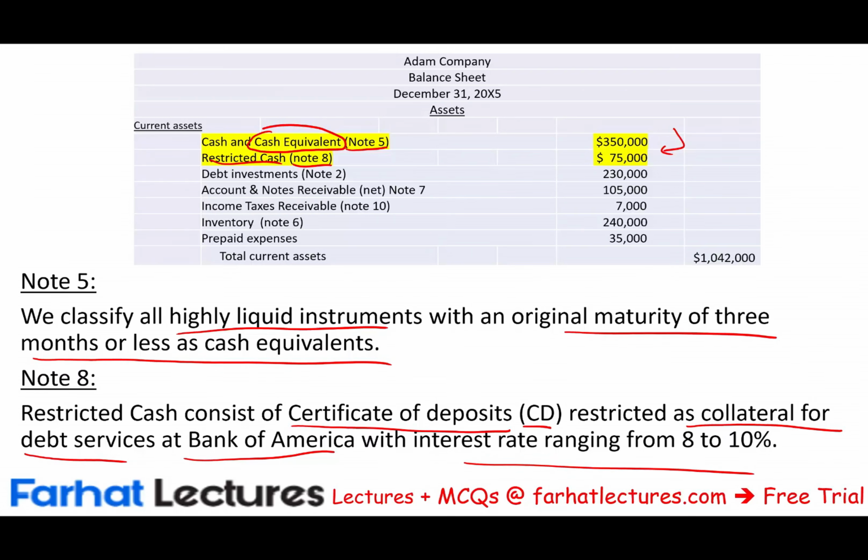Now, some might argue that this $75,000 should be listed under other assets, a different category. Not necessarily. If we can use it, if we can take it out, if we can pay off the loan, it could be used immediately to pay off current liabilities. Therefore, it's okay to keep it here.